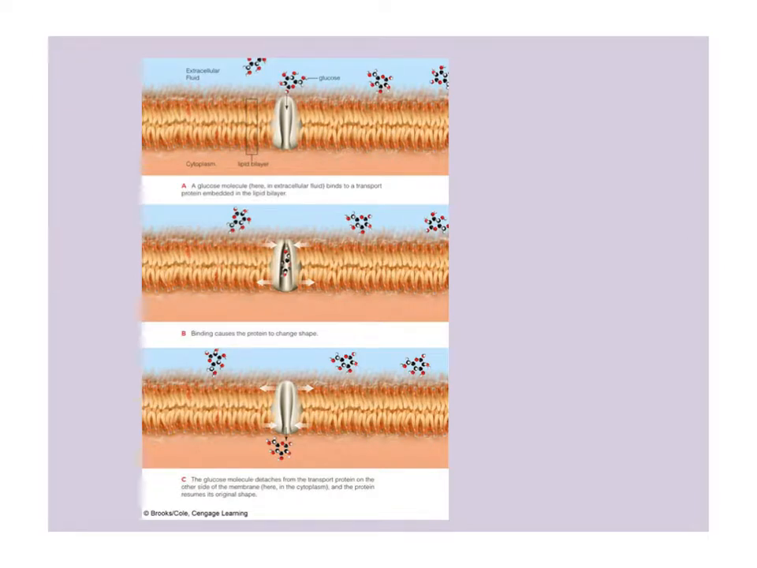This is the same deal from your textbook. We have glucose working its way through this. It's changing shape slightly as the glucose comes in and then is spit out on the other side. Once again, no energy required, and it is with the concentration gradient. So this is passive transport with a channel protein.